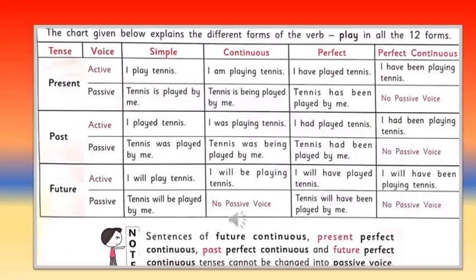Okay, the chart given below explains the different forms of the verb play in all the 12 forms. Here you can note that the verb play is given, and we have used it in all the 12 forms of the tense, starting with the simple present tense till the future perfect continuous. Okay, the problem you face here is it is used only with the first person singular.